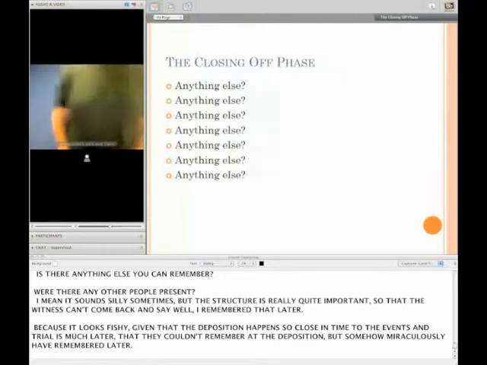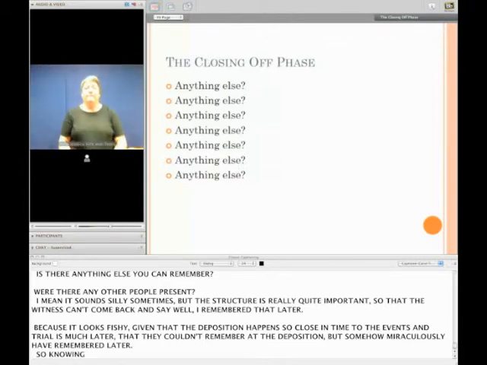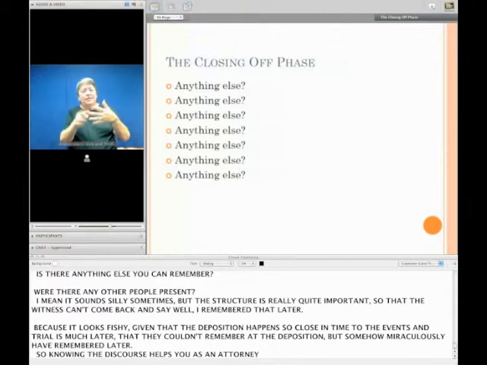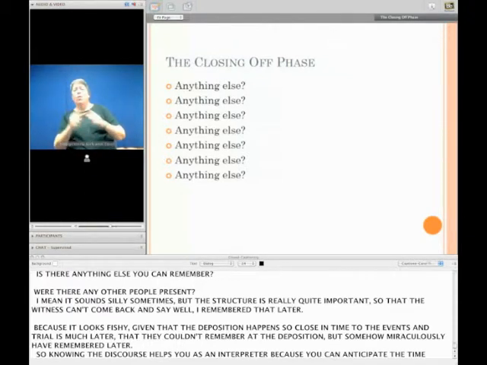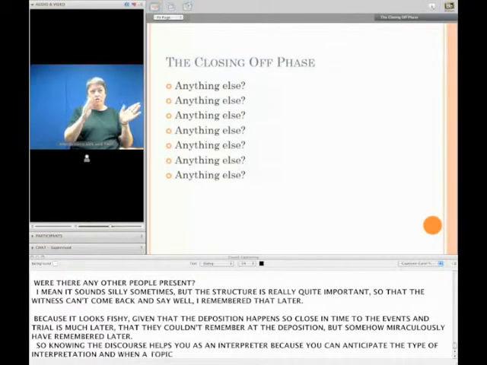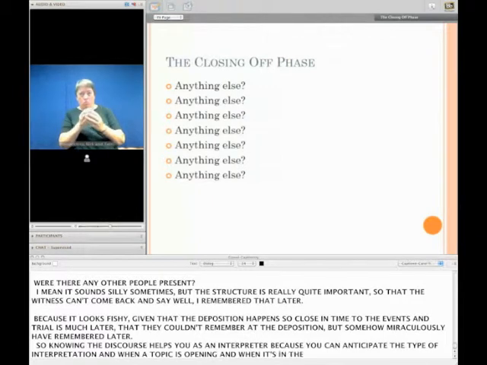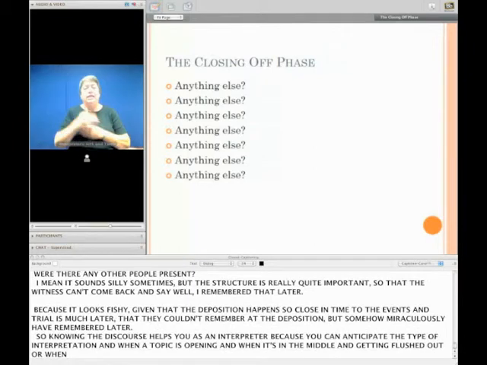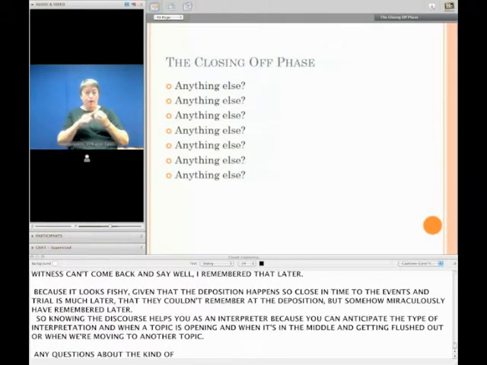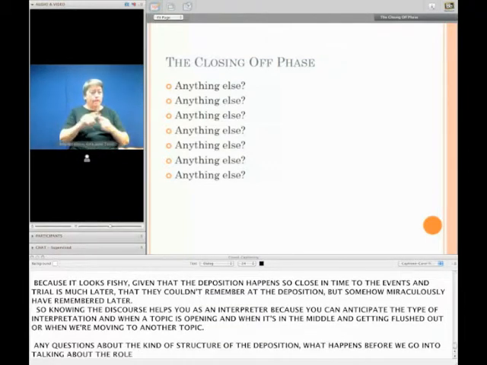So knowing the discourse helps you as an interpreter because you can anticipate the kinds of interpretation you're going to be doing, and you can anticipate when a topic is opening, when it's in the middle and things are getting fleshed out, and when it's closing and we're moving on to another topic. Any questions about the kind of structure of the deposition, what happens, before we go into talking about the role of the deposition interpreter?